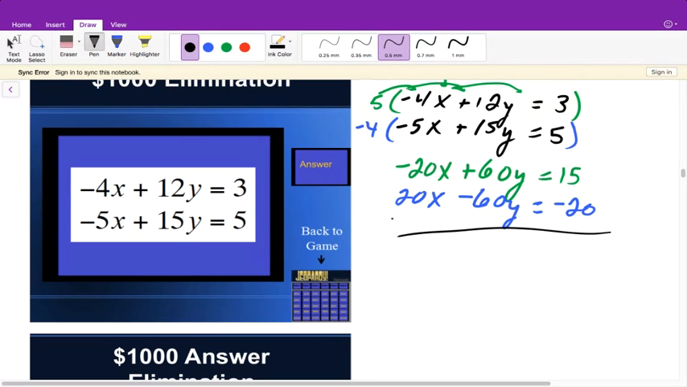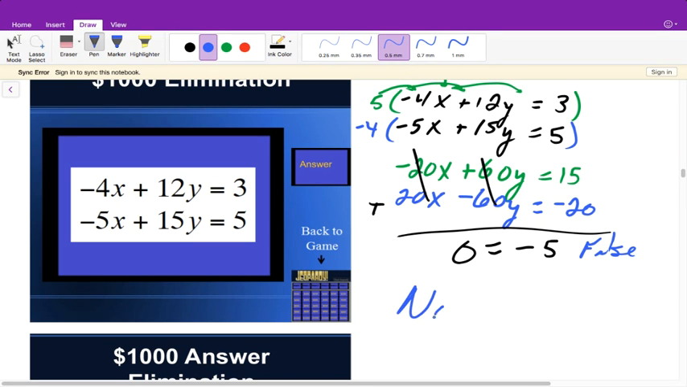Now when I add down here, my variables both cancel out again, just like that last question, so I get 0. But now 15 minus 20 is negative 5. Well, does 0 equal negative 5? No, that is a false statement. So your final answer is no solution.